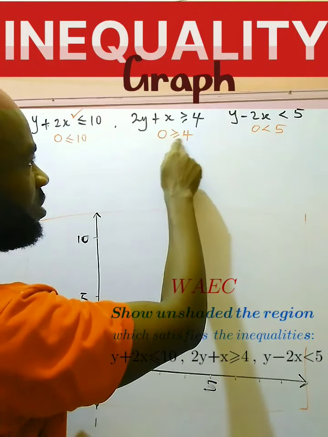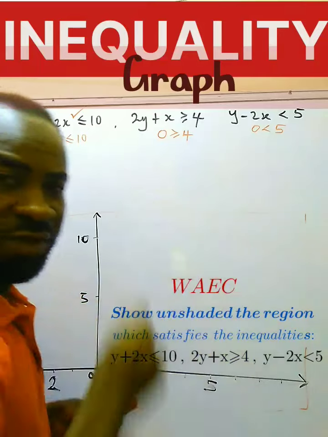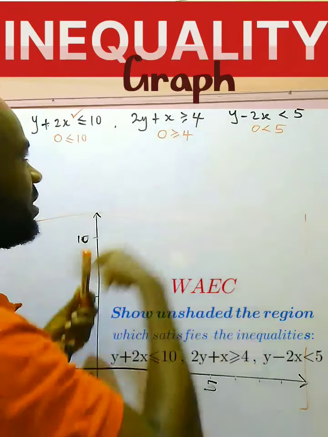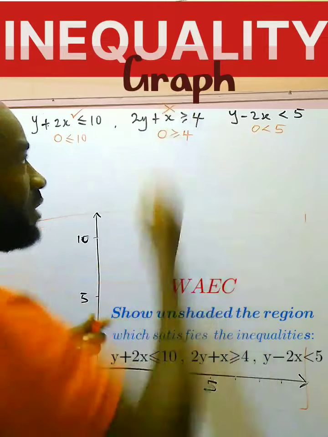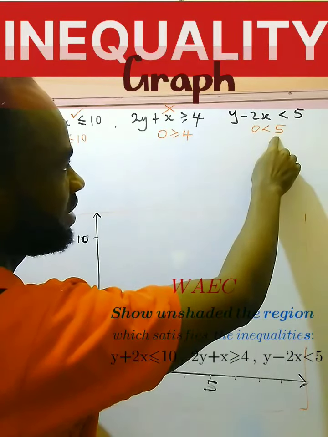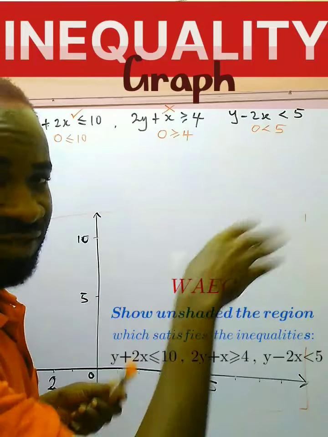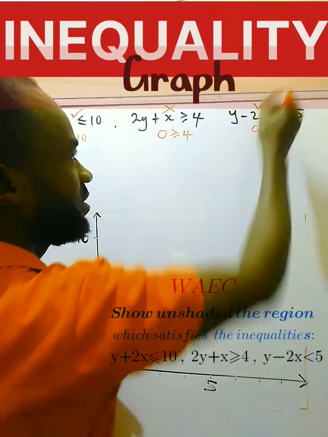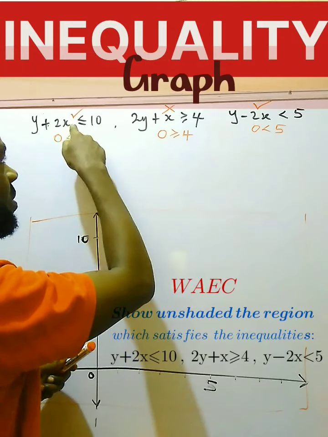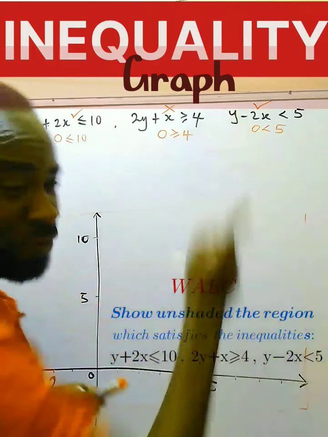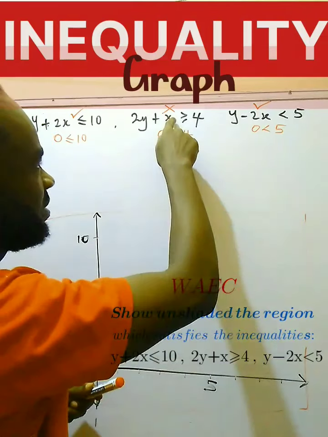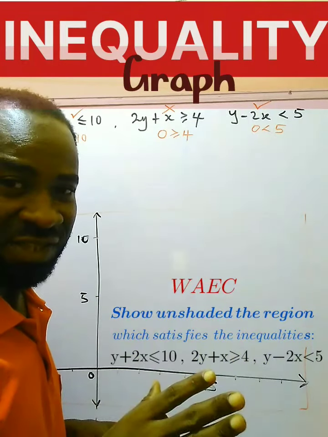Here, 0 is greater than or equal to 4. 0 cannot be greater than 4. So this statement is not valid. I'm ticking it bad. Here, 0 is less than 5. This statement is a valid statement. I tick it good. Now, take note that the ones I ticked good are the ones that are valid, okay? The ones I ticked bad are the ones that are not valid.